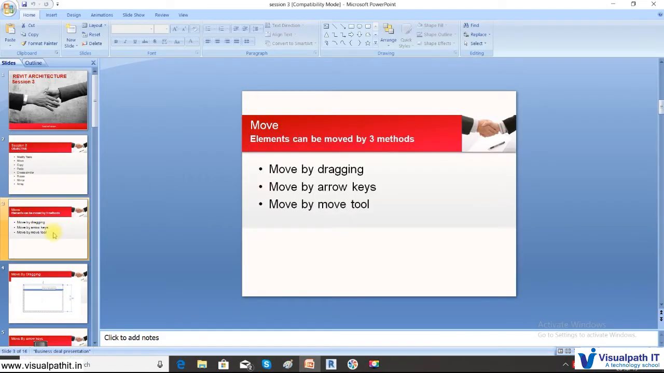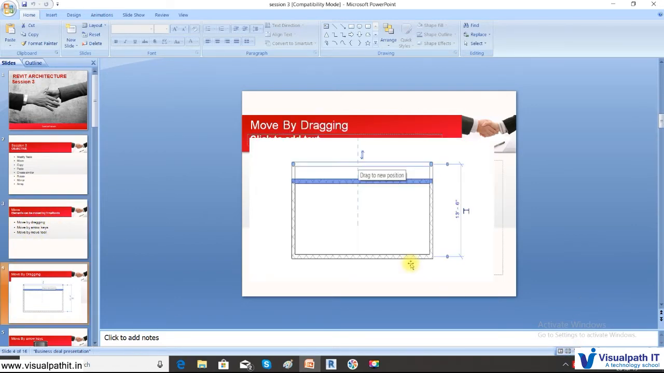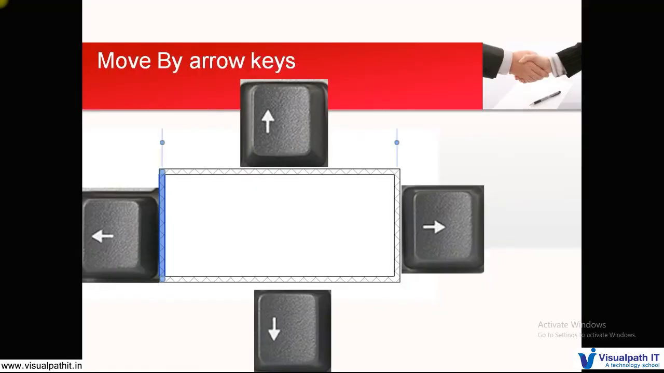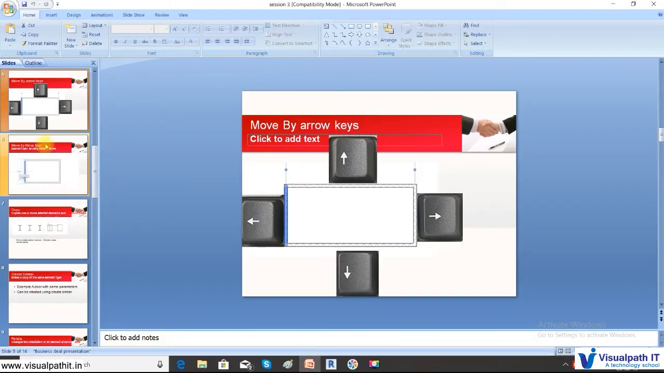One more method is move by arrow keys. You can see that there are 4 keys on the keyboard: the up, the down, the left and the right arrow keys. When you select an element, as you see on the screen, and press the left arrow key or the right arrow key, the element will move accordingly. The up and down arrow keys will move the element up and down.